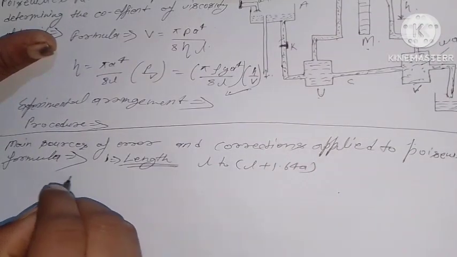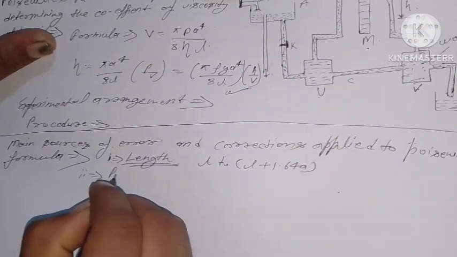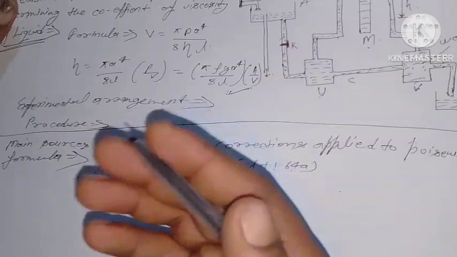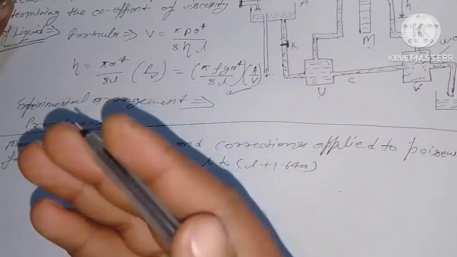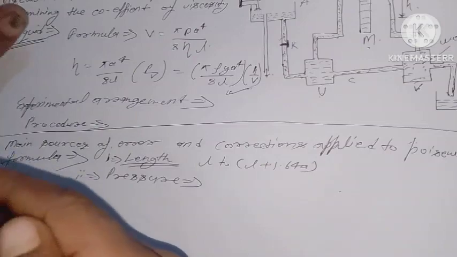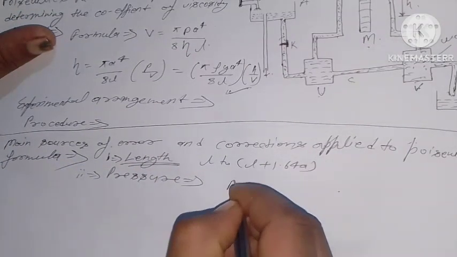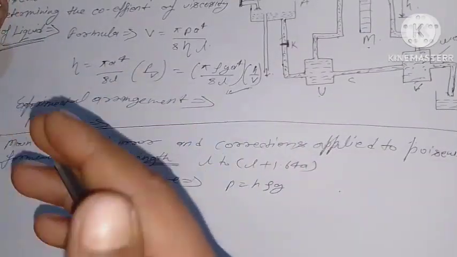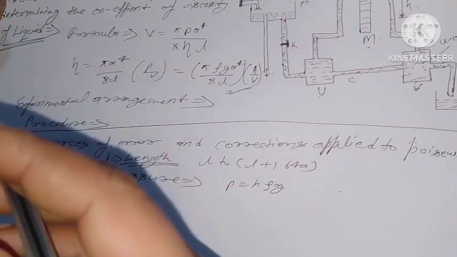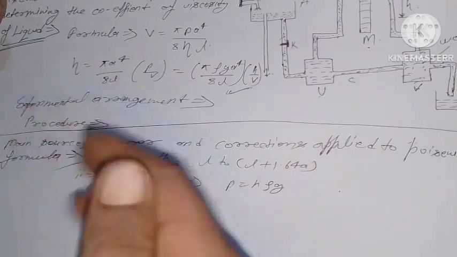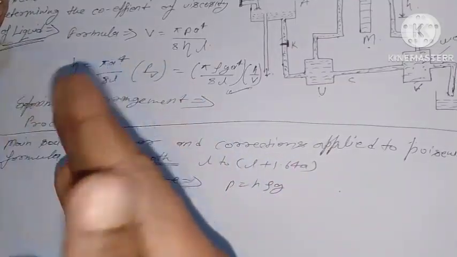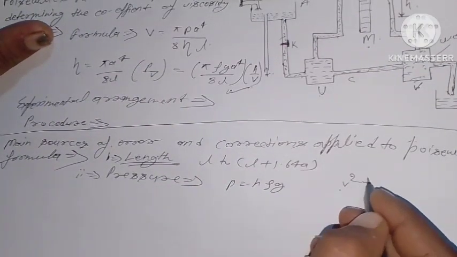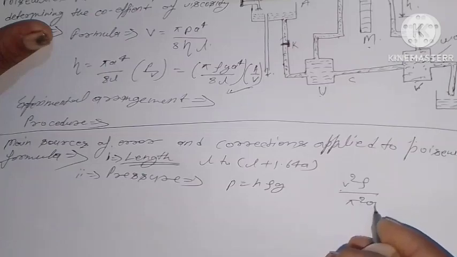Second, pressure. When the liquid leaves the tube, it has some velocity. Hence, the entire pressure difference P equal to H rho G is not used up in overcoming the viscous resistance, but a part of it is spent in imparting kinetic energy to the liquid. The effective pressure is less than the actual pressure by an amount of V square rho upon pi square A to the power 4.